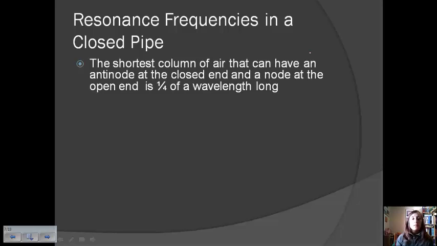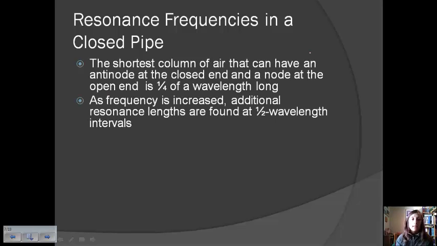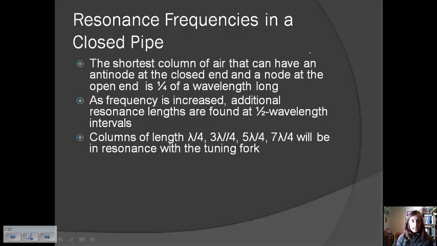So the shortest column of air that can have an antinode at the closed end and a node at the open end is 1/4 of a wavelength long. Okay, so our shortest pipe could be 1/4 of a wavelength long. And as the frequencies increase, additional resonance lengths are found at half wavelength intervals from that point. So what this means is that we can have columns of length 1/4 wavelength, because that had to be our minimum, and then half wavelength intervals from there, and those will all be in resonance with the tuning fork. So we could have 1/4 wavelength, 3/4, 5/4, 7/4, etc.